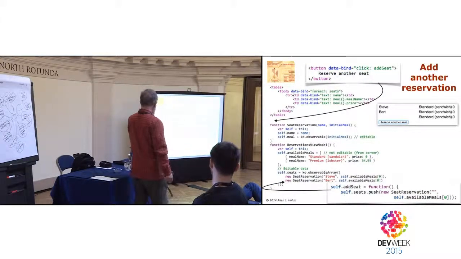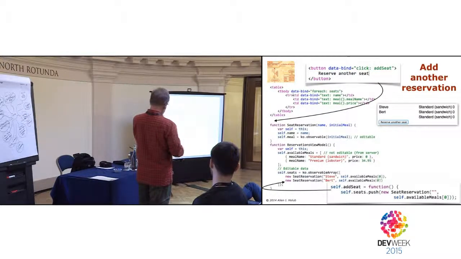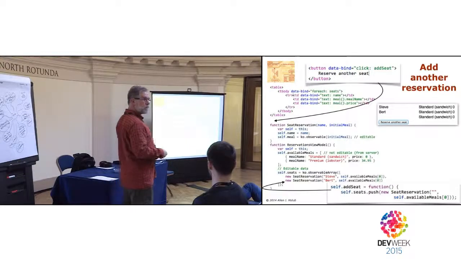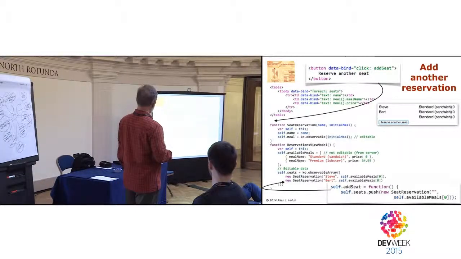So let's extend things a little bit. Now here's the, I should have put this picture on the previous page, but here's the little UI. This was Steve, remember, was the name of our seat reservation, and the meal that Steve chose was a standard sandwich, right? That's this meal is the default. So what we're adding here now is a button. That didn't exist in the earlier UI. This button says reserve another seat. So here's a button, and it's bound to the add seat method through the click event.